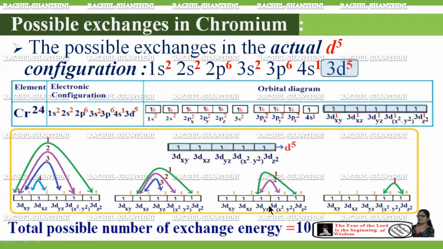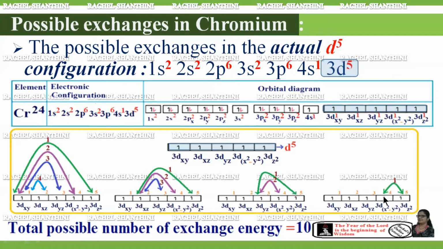Now coming to this diagram, it shows us the exchange between the electron in the third place, right? Third place to the fourth place and third place to the fifth place. Note this diagram, this arrow mark begins with the electron in the third place. So how many possible exchanges could we see here? 2, right?